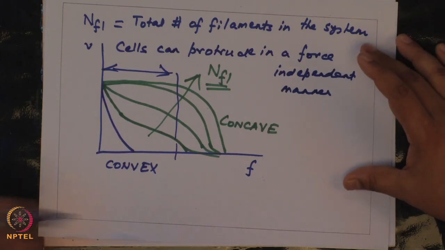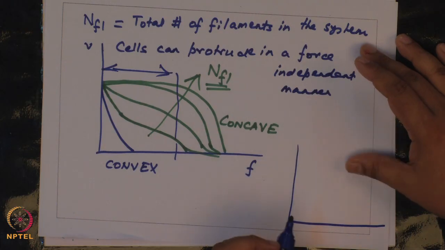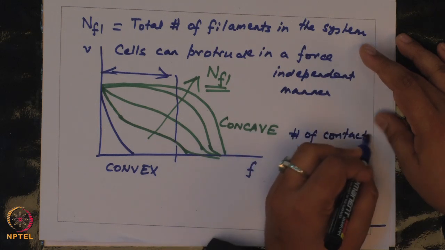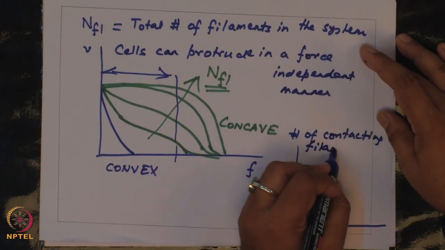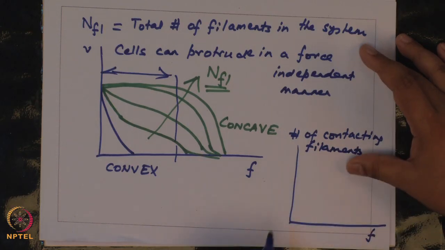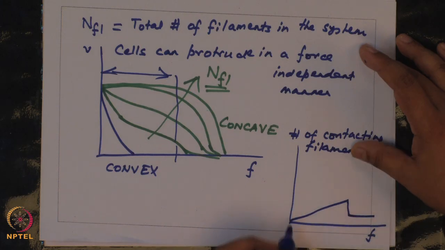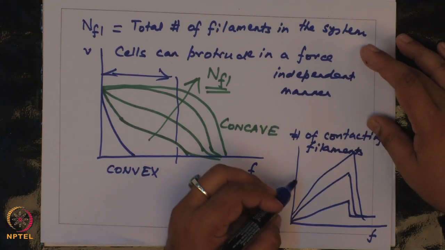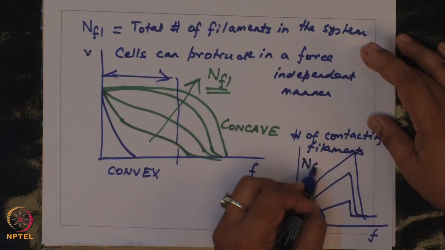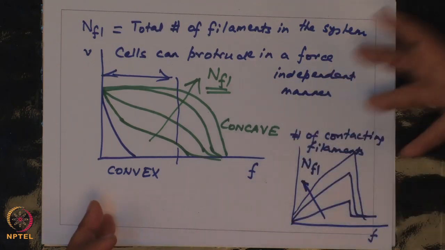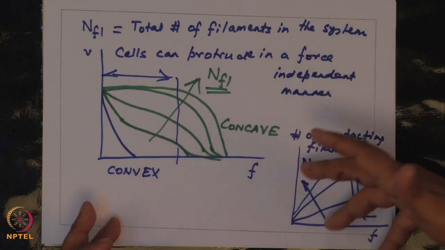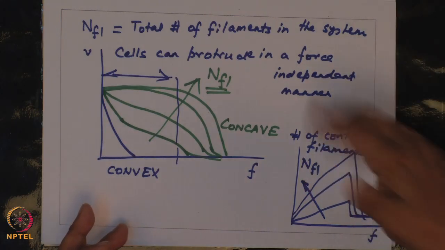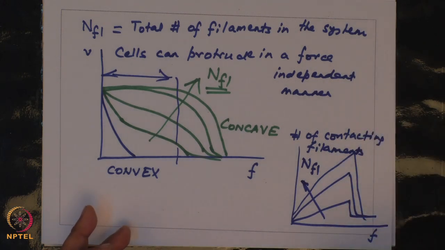Okay. So, when you increase the number of filaments in the system, look at the number of contacting filaments as a function of force. So, this is with increasing value of NFL. Increasing the number of filaments will lead to an increase in the number of contacting filaments also, but beyond the stall force you see there is a sharp drop, because the first filament itself will not branch.